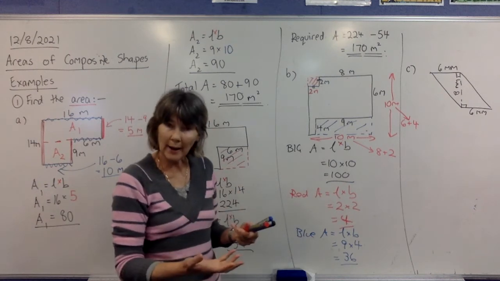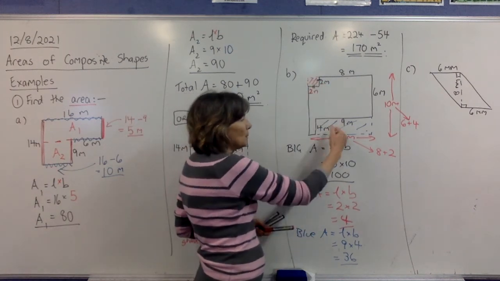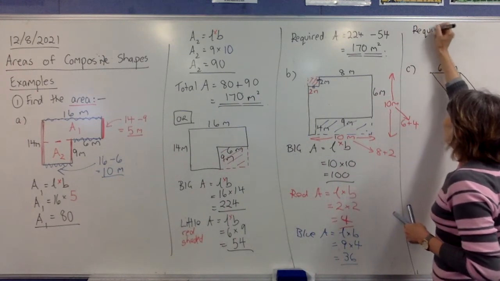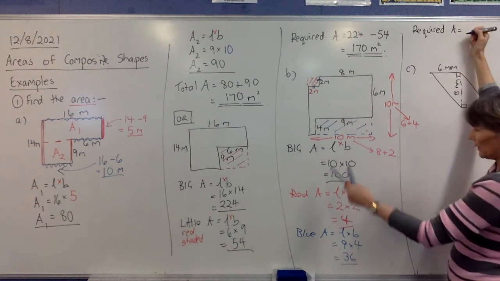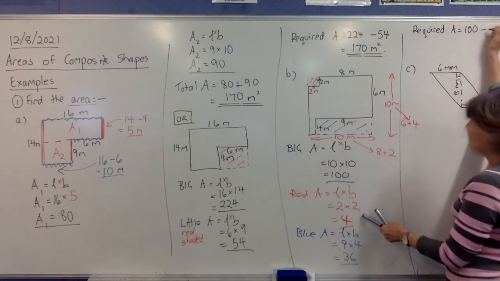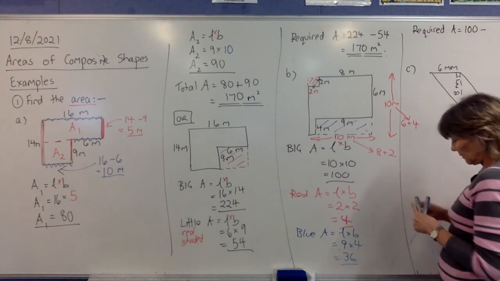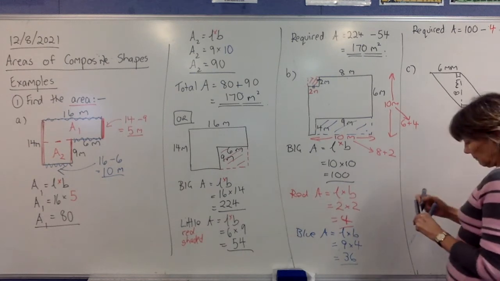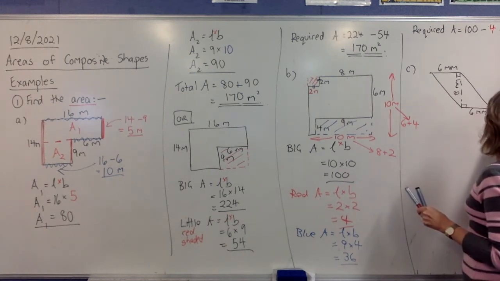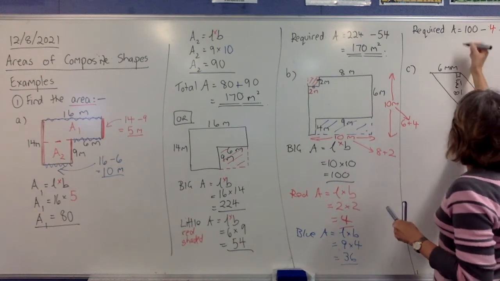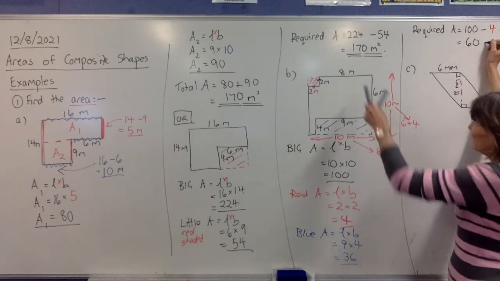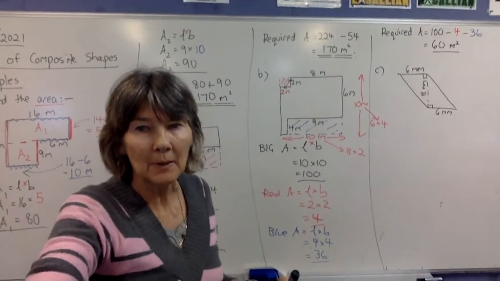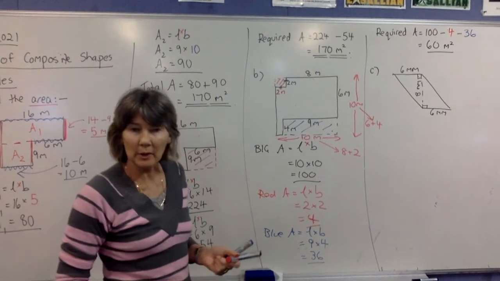So now the required area, which is everything except for that little bit and that little bit because we're throwing those away, the required area that they asked for will be the big area minus the little red bit. Just do this in colours so you can see where they're coming from. Minus the blue bit and use your calculator to do that, and you'll get an answer of 60 metres squared.